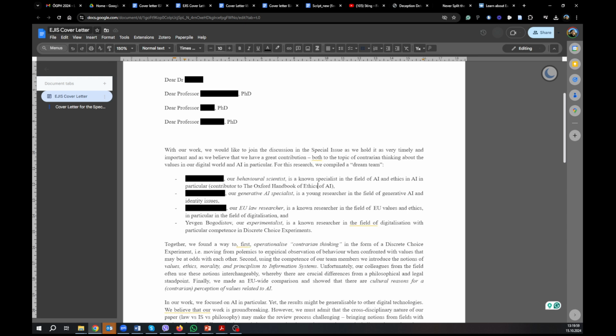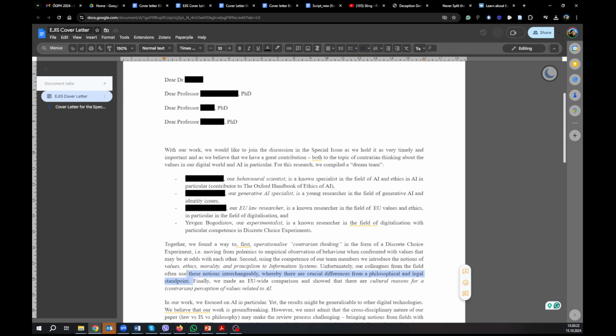It is moving from polemics to empirical observation of behavior when confronted with values that may be at odds with each other. Second, using the competence of our team members, we introduced the notion of values, ethics, morality, and principlism to information systems. Unfortunately, our other colleagues from the field often use these notions interchangeably, whereby there are crucial differences from philosophical and legal standpoint.